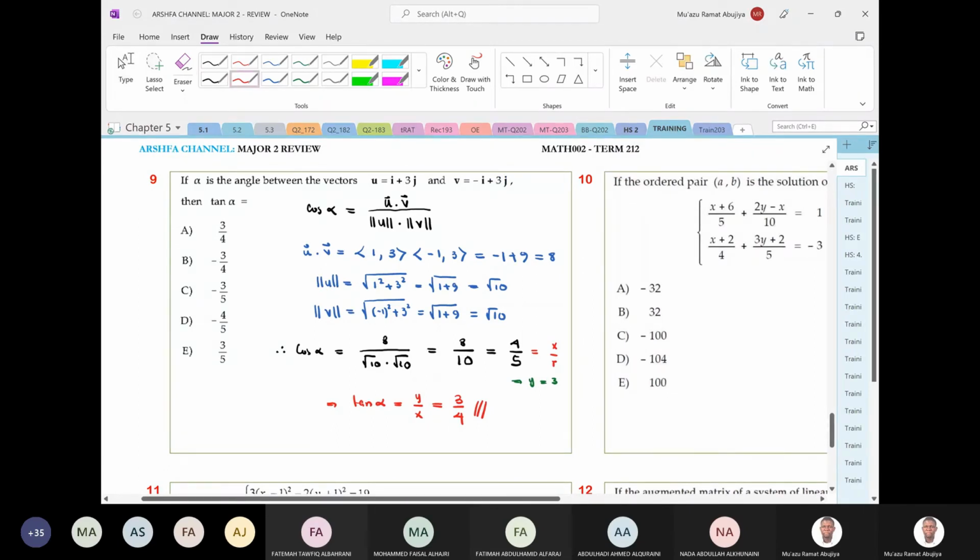So if the question asks us to find the angle, then what we are supposed to do is to find alpha by taking the cosine inverse of both sides. So if you take the cosine inverse of both sides, that will give you an answer in quadrant number 1 in this case, because u dot v is positive. So that means we're going to get the answer in quadrant number 1.